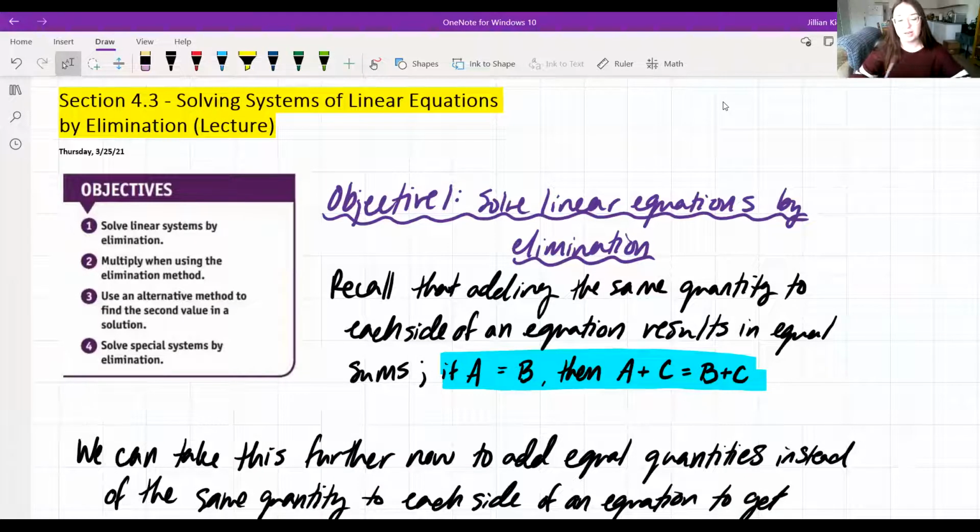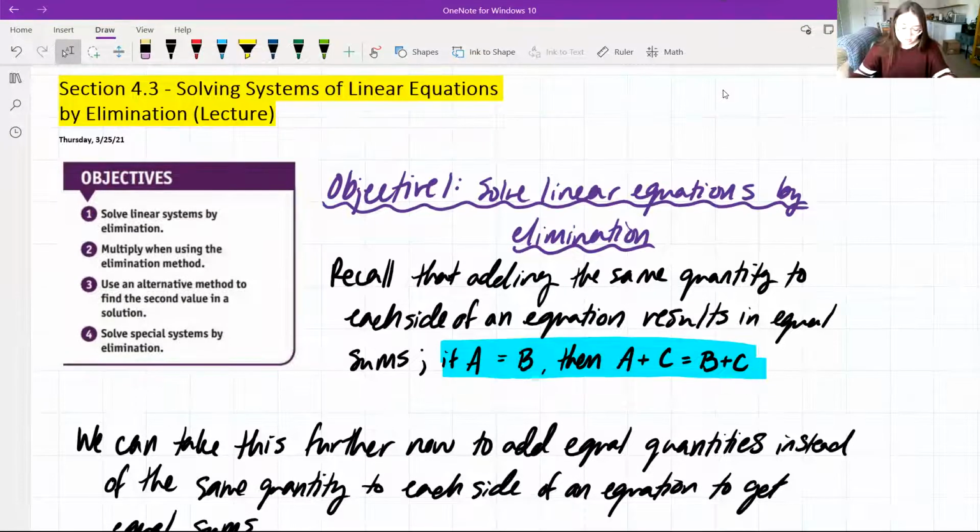All right, hello everyone. Now we're going to be doing section 4.3, which is solving systems of linear equations by elimination. So in our last section, we learned about solving systems of linear equations by substitution, and we also learned by graphing. So elimination is going to be another one of our more algebraic methods that we'll go ahead and learn. So our objectives being that we want to solve linear systems by elimination, we want to multiply when using the elimination method, we want to use an alternative method to find the second value in a solution, then we want to solve special systems by elimination.